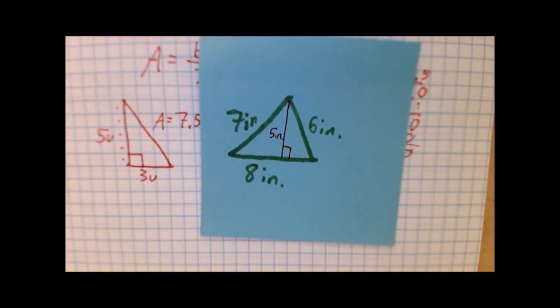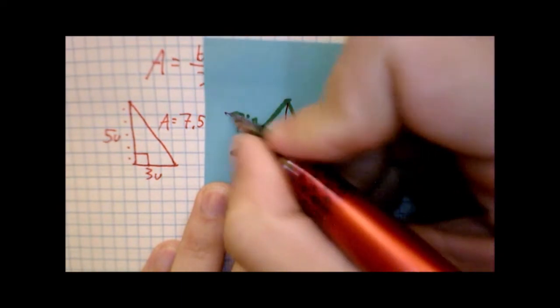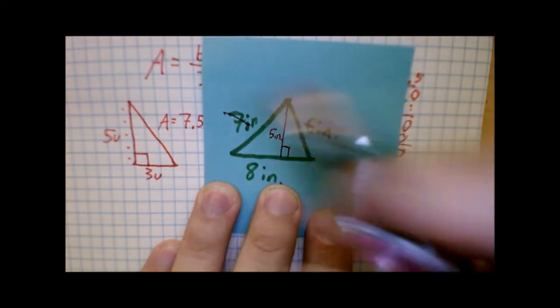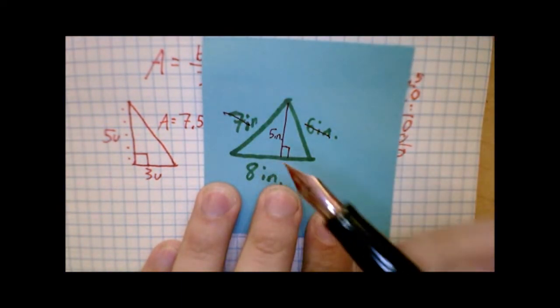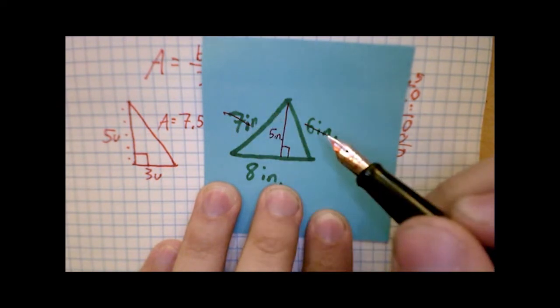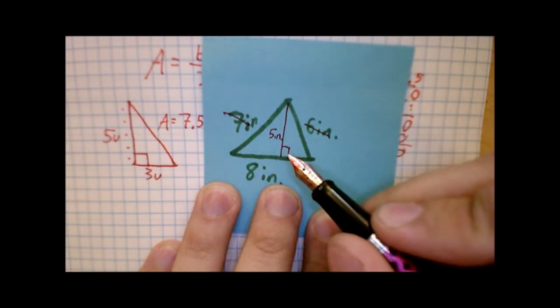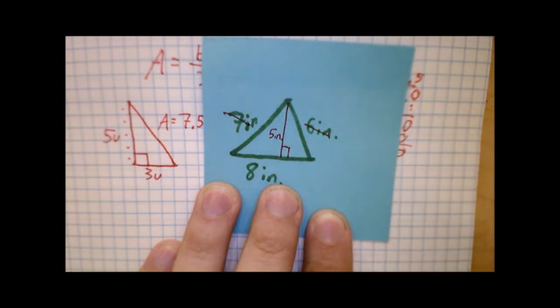Now you should be able to find the area of this triangle. First, what I would want you to do is mark out your diagonals so that you don't use them. These would come in handy if you were asked to find perimeter, but not for area. 7 and 6 are both diagonal lines. They are not going straight up and down. They do not have a right angle mark.